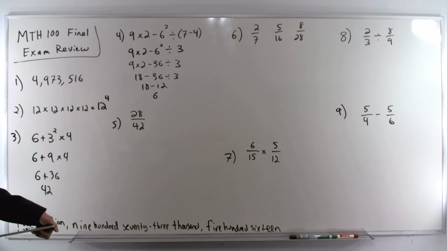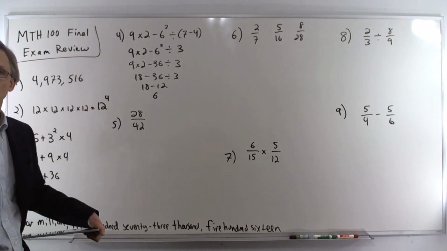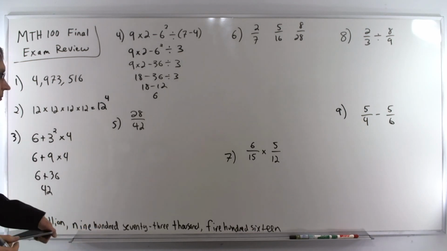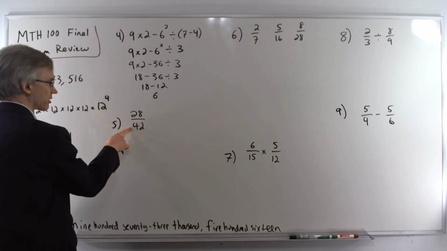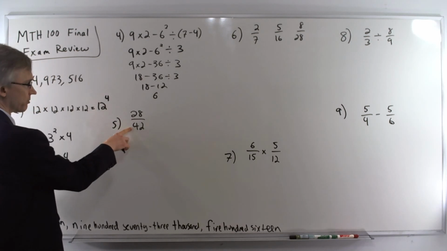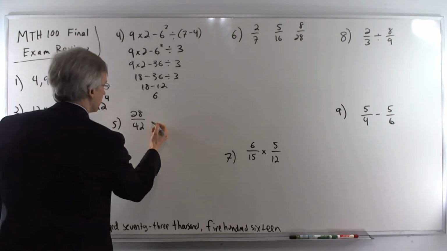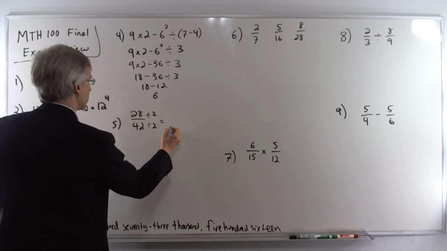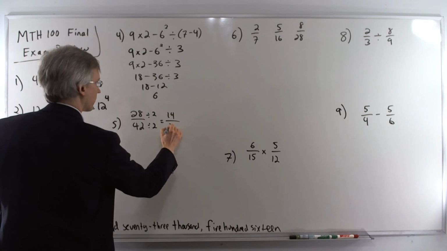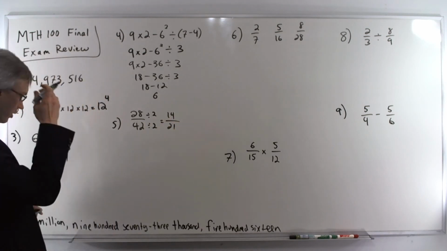Now we're going to move into some work with fractions. First thing we need to be able to do is reduce fractions. Remember, all answers must be in reduced form. So here we've got numbers in the numerator and denominator. Clearly they have a common divisor because they're both even. So let's try dividing by 2 and see what we get. Well, we get 14 over 21.